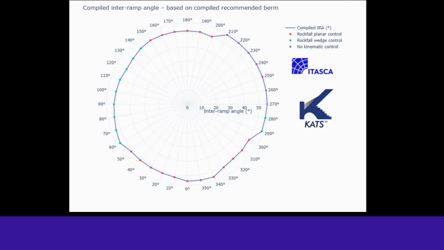This is a radar plot of the recommended inter-ramp angle of benches of an open pit obtained from a stochastic kinematic analysis performed on KATS. The radar plot shows the recommended inter-ramp angle at different orientations of the pit walls. For any given orientation, the recommended inter-ramp angle can be obtained.